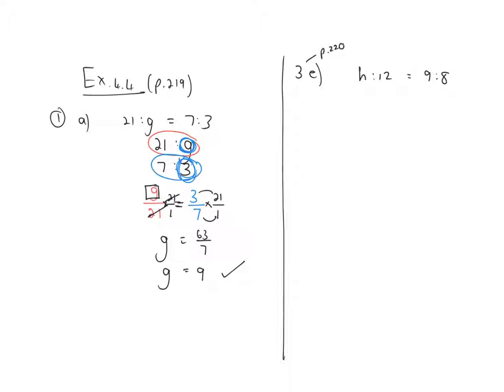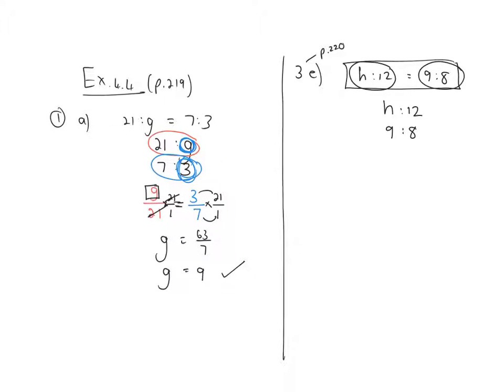So let's look at another example, number 3e, just on the following page. 3e is given like this in the textbook. Question is solve for h. First thing we do is we take this ratio and write it as h to 12 like that, and 9 to 8 underneath it like that.